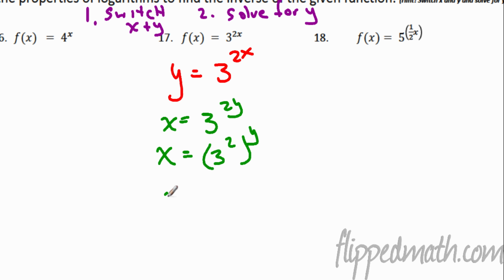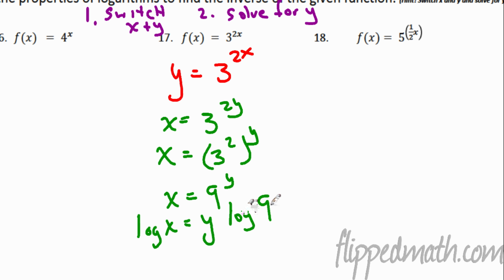And 3 squared is just a 9. Okay, so this is just the same as 9 to the y power. So at this point, I can take the logs of both sides. So the log of x is going to equal, and I'm going to bring that y down right now because I know that's going to be the next step.